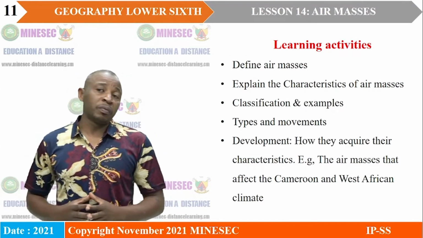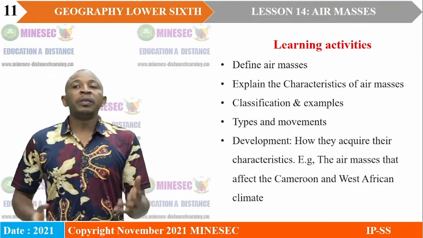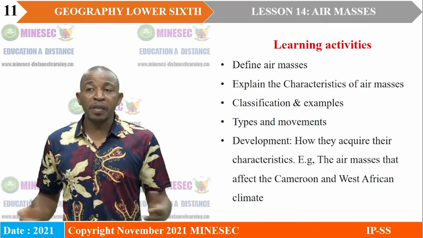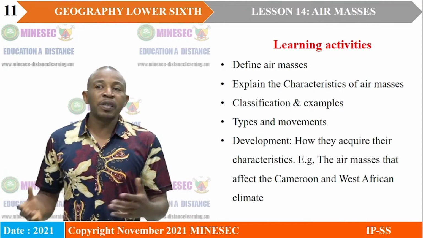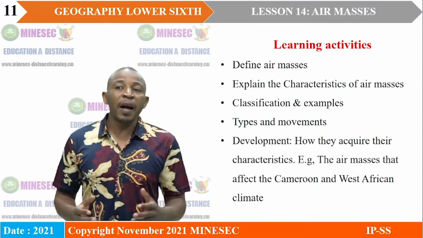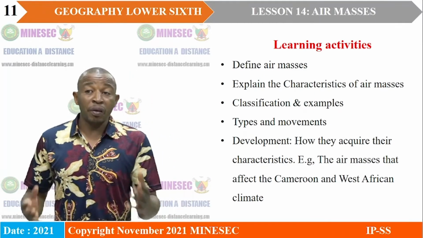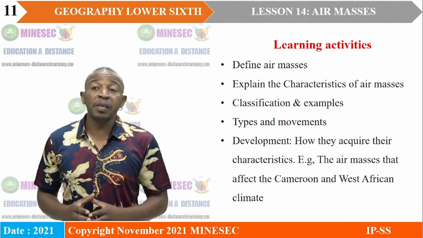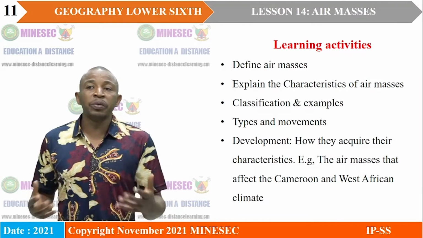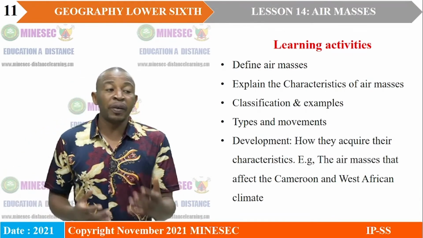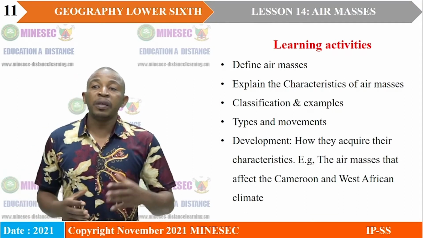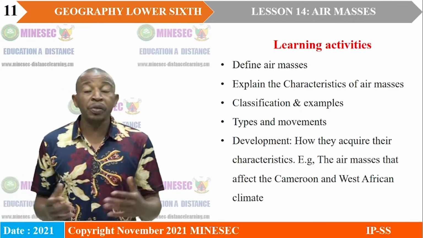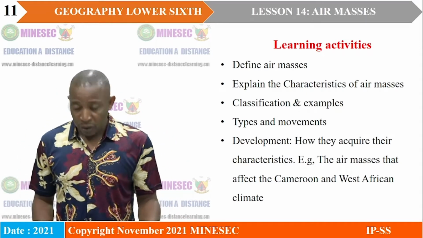Learning activities. The activities carried out in the course of this lesson comprise: define air masses, explain the characteristics of air masses, classify and give examples of these air masses, give the types and movements of these air masses, and of course, the development. How do they develop? That is, how they acquire their characteristics. For example, the air masses that affect Cameroon and West Africa. So we are going to see that in the course of our lesson.